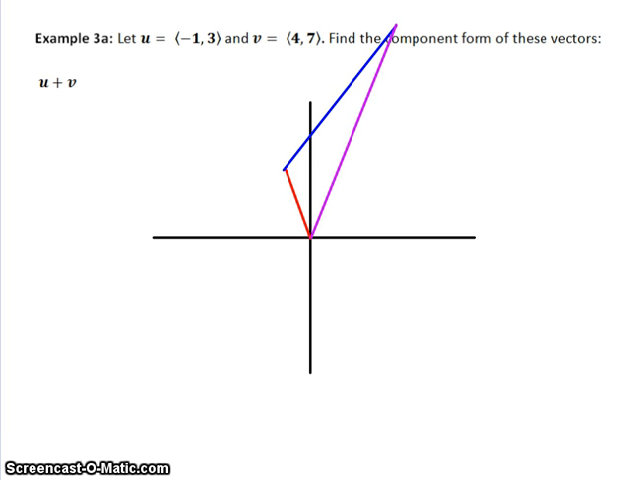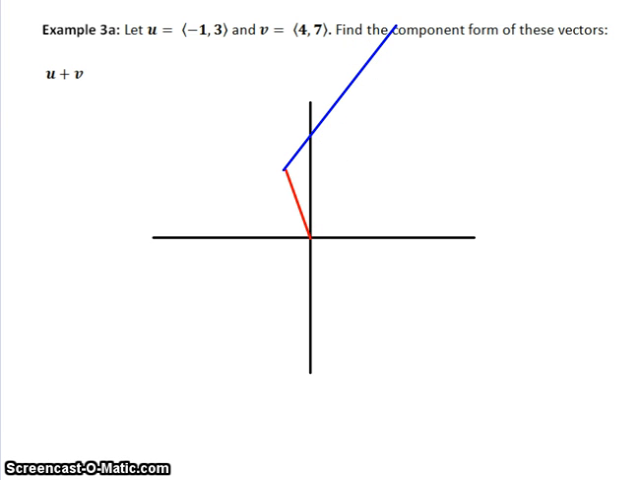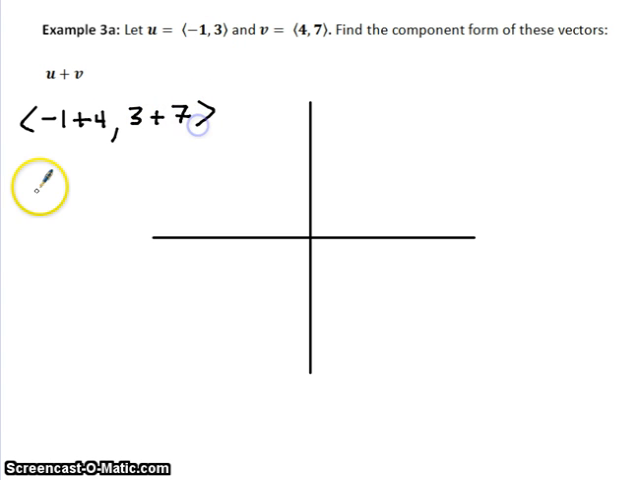Let's look at an example here. Some vectors drawn. So we let u equal this, let v equal this. We want to find the component form of these vectors added up. Well, it's pretty darn easy to simply just add them up. You just need to add -1 to 4, -1 plus 4, and then 3 to 7. And that gives us 3, 10.